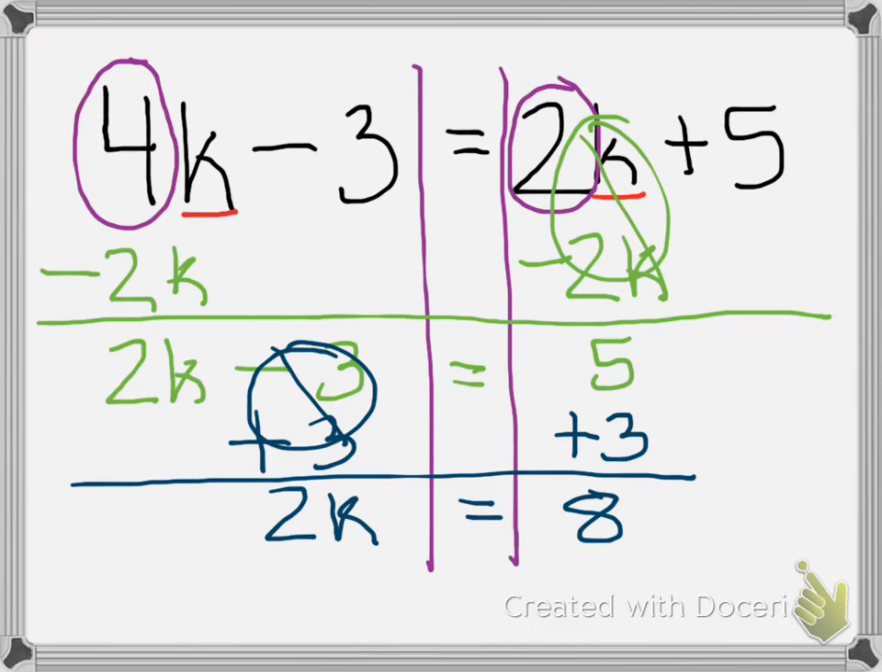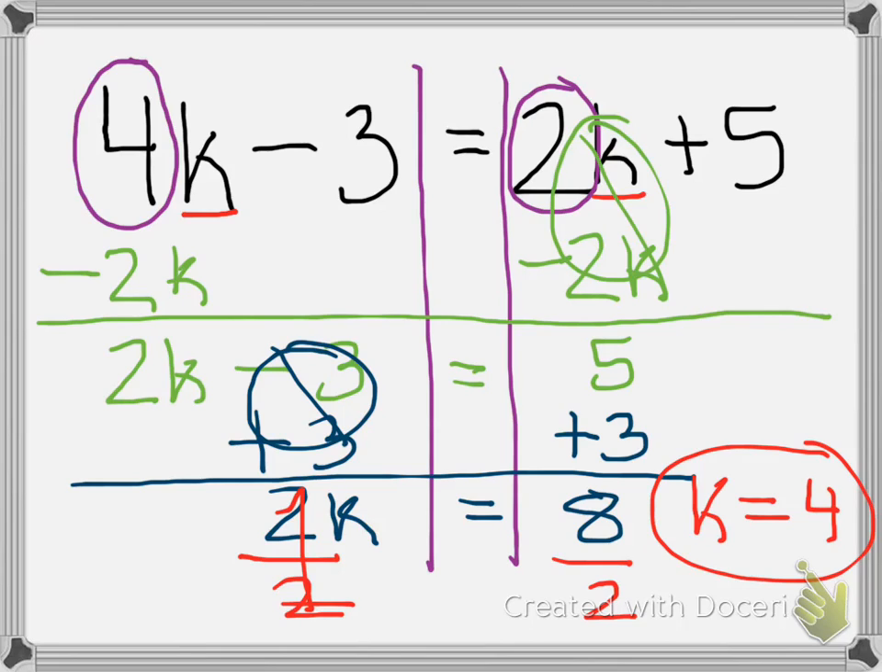Then to get k by itself, the opposite of 2k, which is 2 times k, is divide. So we're going to divide both sides by 2. 2 divided by 2 is 1, so that cancels out, which leaves me with k. K equals 8 divided by 2, which is 4. And that's going to be my solution. So all I had to do was start off by moving the lesser coefficient to the other side, and then I just solve it like normal.